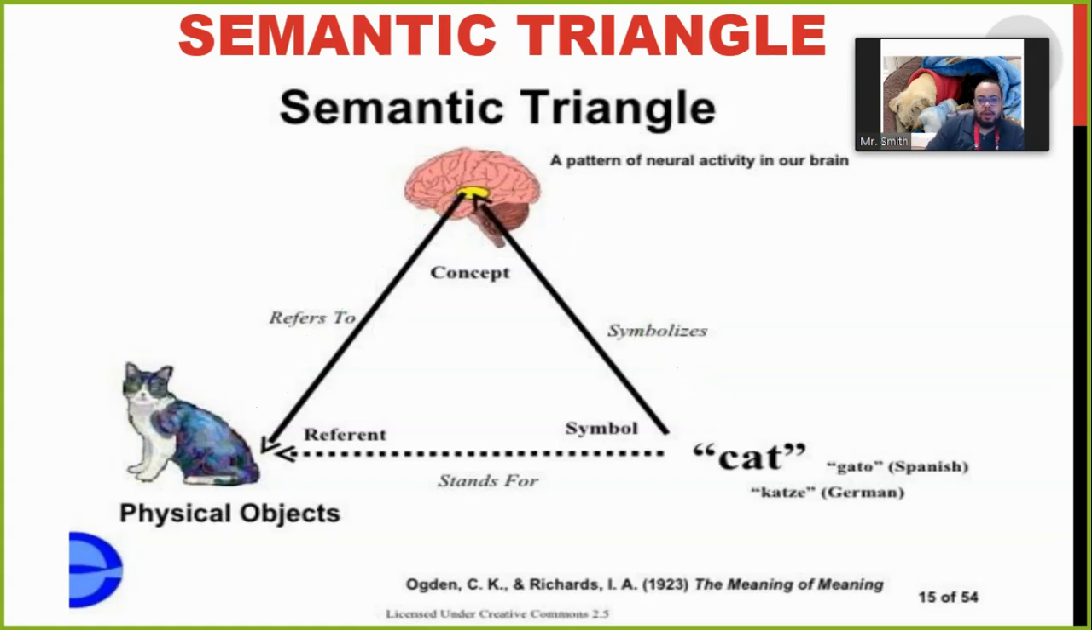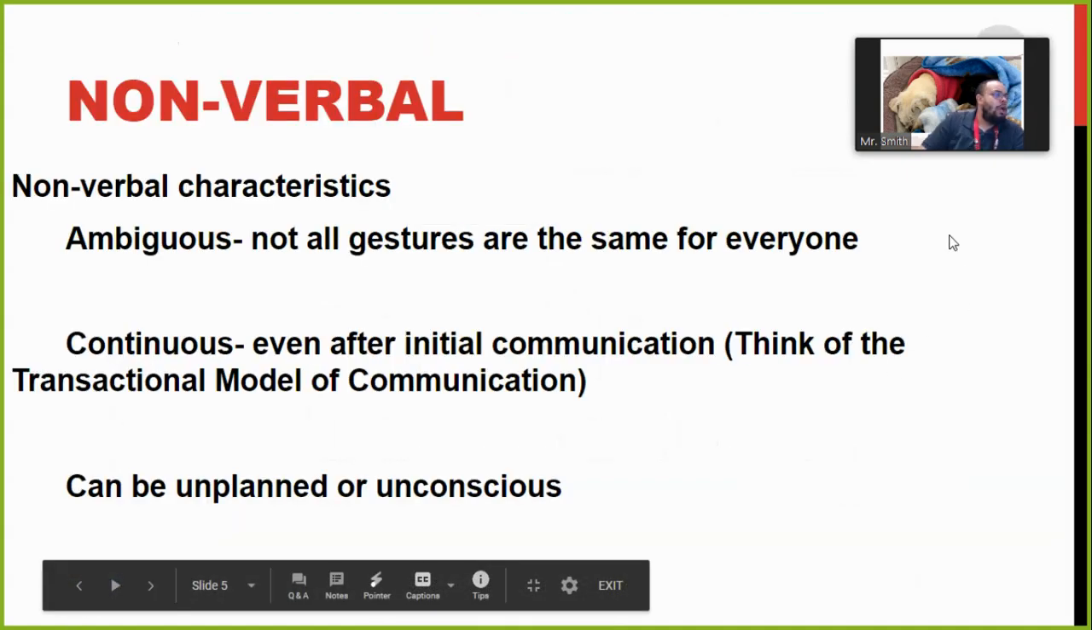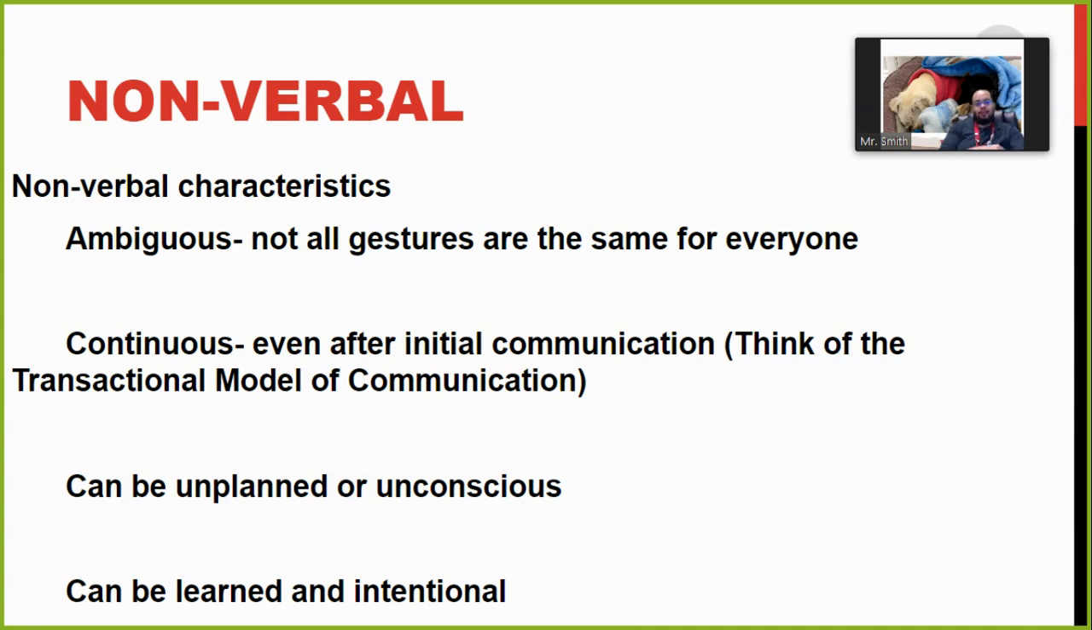Okay, let's clear these drawings. Nonverbal characteristics. An example of nonverbal, me waving, right? It could be ambiguous. Not all gestures are the same for everyone.